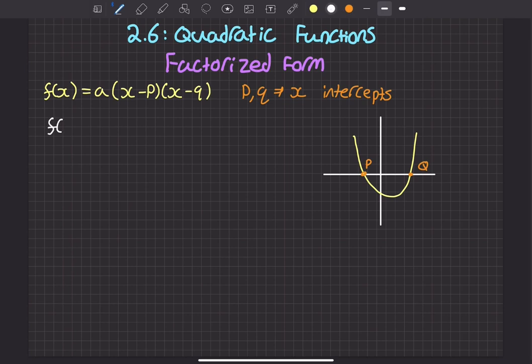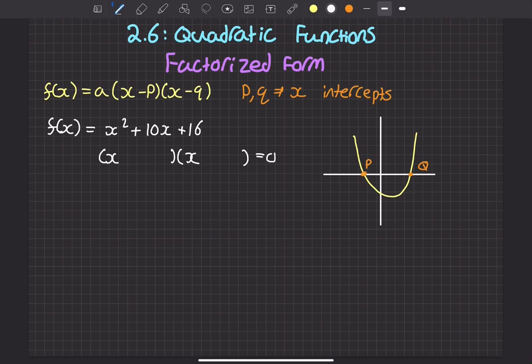So let's say f of x equals x squared plus 10x plus 16. Now the first step is to factor out the a, right? This a here. And since a equals 1, we can just ignore it. Next step is to write it in the form (x plus or minus something)(x plus or minus something) equals 0, right? Because we know that y equals 0.